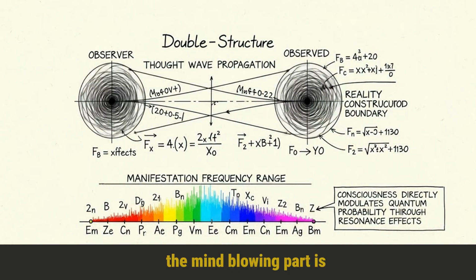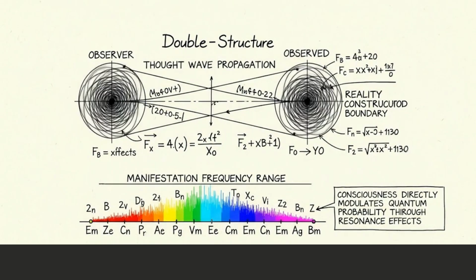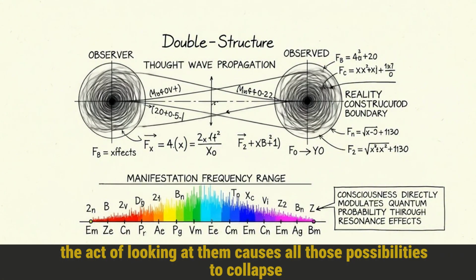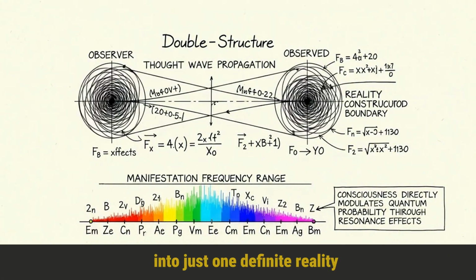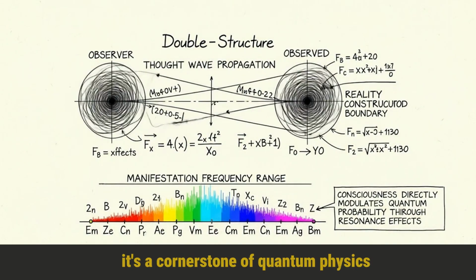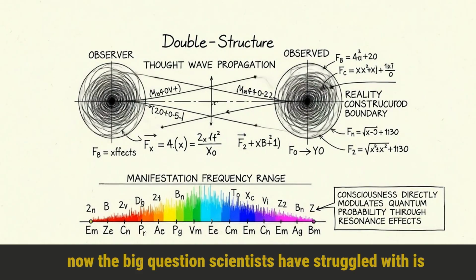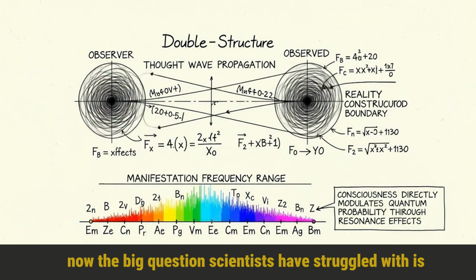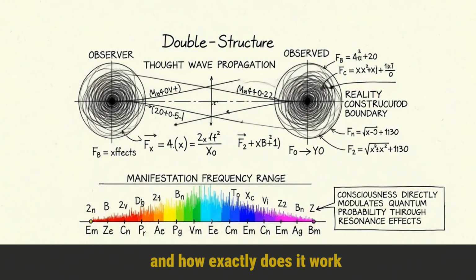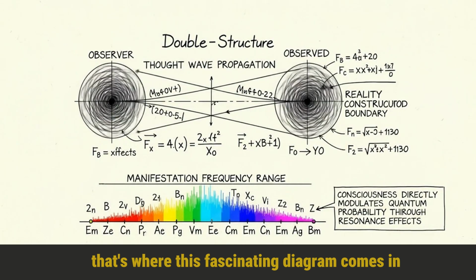The mind-blowing part is what happens when these tiny things are observed or measured. The act of looking at them causes all those possibilities to collapse into just one definite reality. This isn't some fringe theory, it's a cornerstone of quantum physics that's been tested thousands of times. Now, the big question scientists have struggled with is, why does observation change reality? And how exactly does it work? That's where this fascinating diagram comes in.